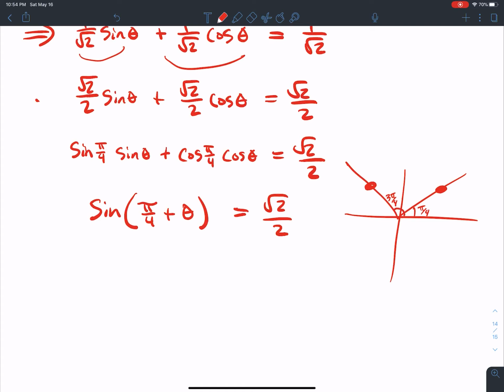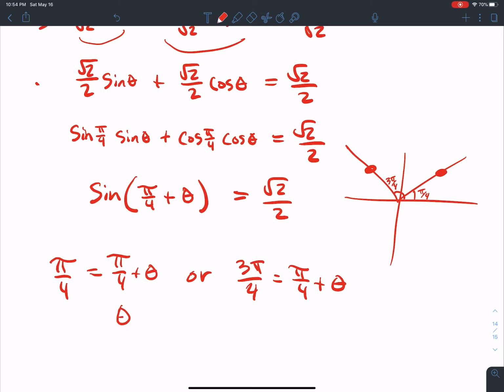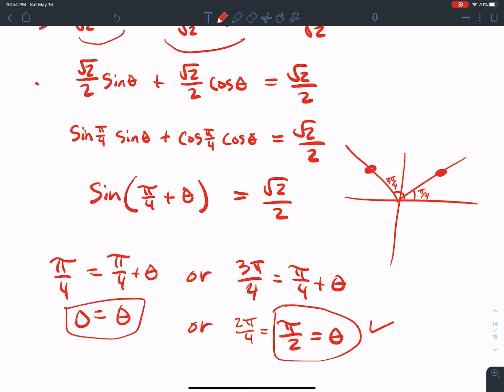So that means that this pi over 4 plus theta can equal pi over 4, or it can equal 3 pi over 4. So to solve for theta, theta is going to be 0 here, or theta is going to be, subtract pi over 4 from both sides, you get 2 pi over 4, which is pi over 2. And those are your 2 answers right there.